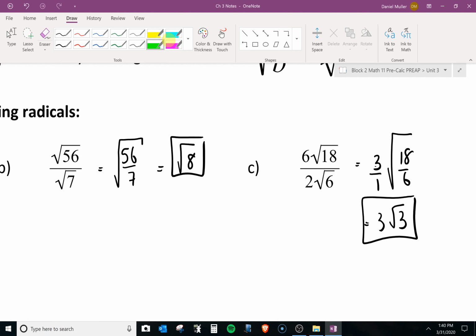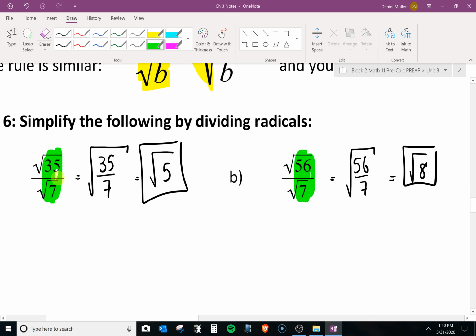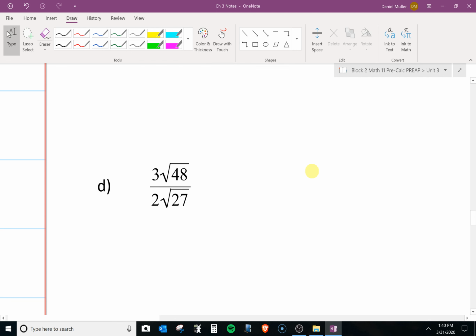And you should be noticing when you look at these things, oh, 18 over 6 is 3, so I should just join them together. 56 and 7, oh, that's just 8, so I'll join them together. 35 and 7, oh, that's just 5, so I'm going to join them together. Whereas you get something like this, 48 and 27, that's not something that I can easily do. That's not a nice whole number. So that's going to require a little bit more work.